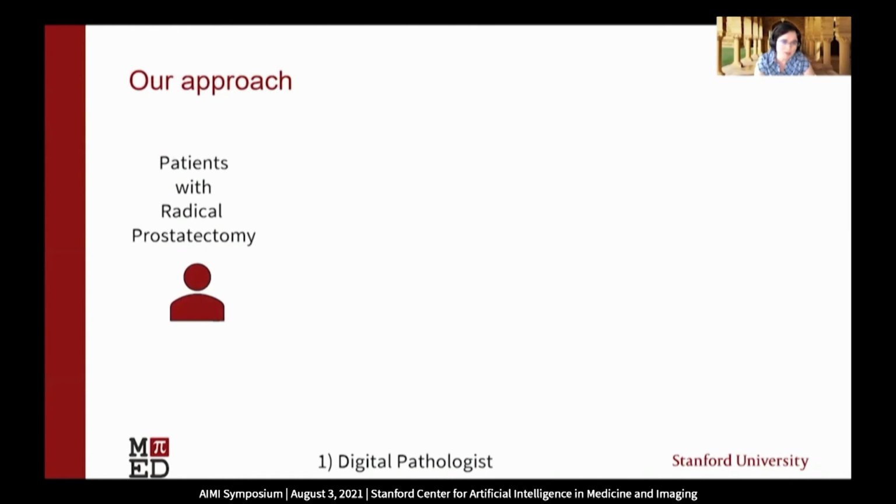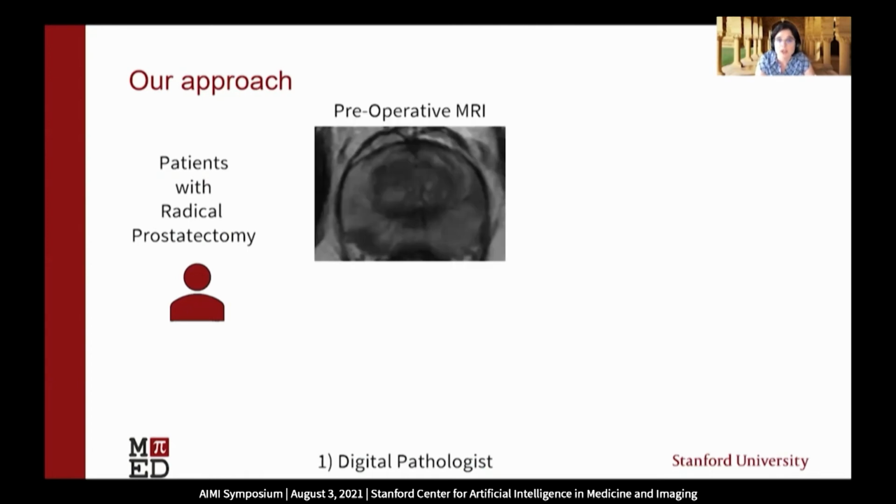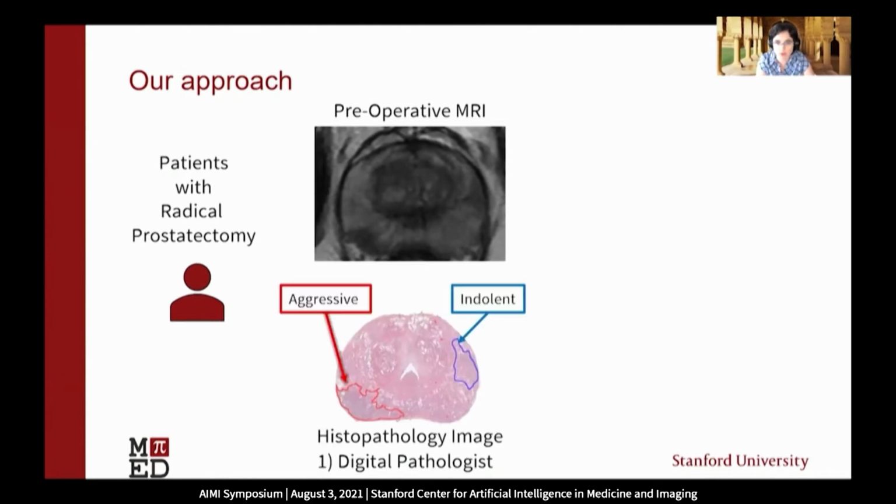So what my team has been doing is to develop AI methods that are focusing specifically on patients that undergo radical prostatectomy. So these are patients that have a surgery. During the clinical care of this patient, the patient will receive a preoperative MRI, so an MRI that was acquired before the surgery, and the surgery will produce a histopathology image. Here I'm showing what a whole mount histopathology image looks like. We can see the extent of indolent and aggressive. And in this context, these two labels are coming from a pathologist. Yet, this could also come from a digital pathologist, and we'll talk about this in a second.